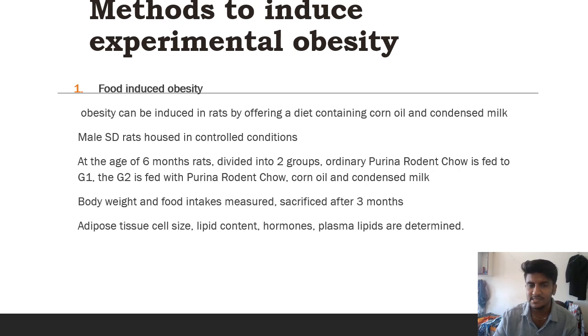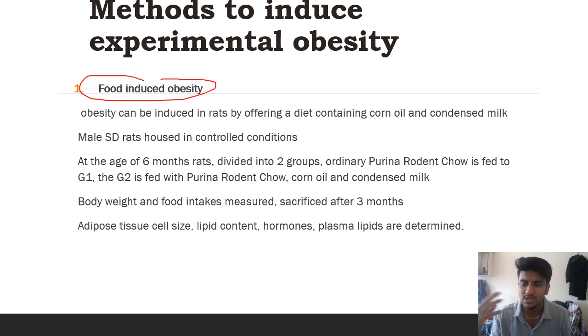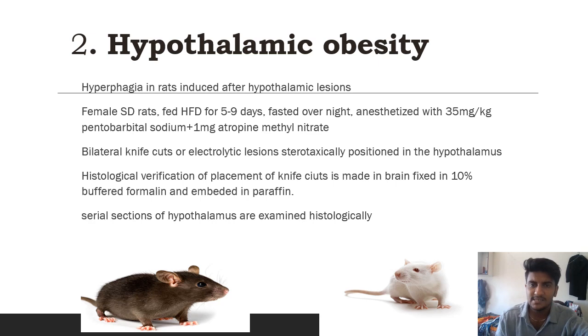Obesity. Obesity is something very common nowadays because of a sedentary lifestyle. One approach is by changing the diet, food induced. You give a lot of high fat, high cholesterol, high lipidemic, or other high-calorie diets. Next is hypothalamic obesity, where hyperphagia is induced. Hyperphagia means an increase in hunger. When you increase the hunger, the animal will eat more food. So that is another technique.